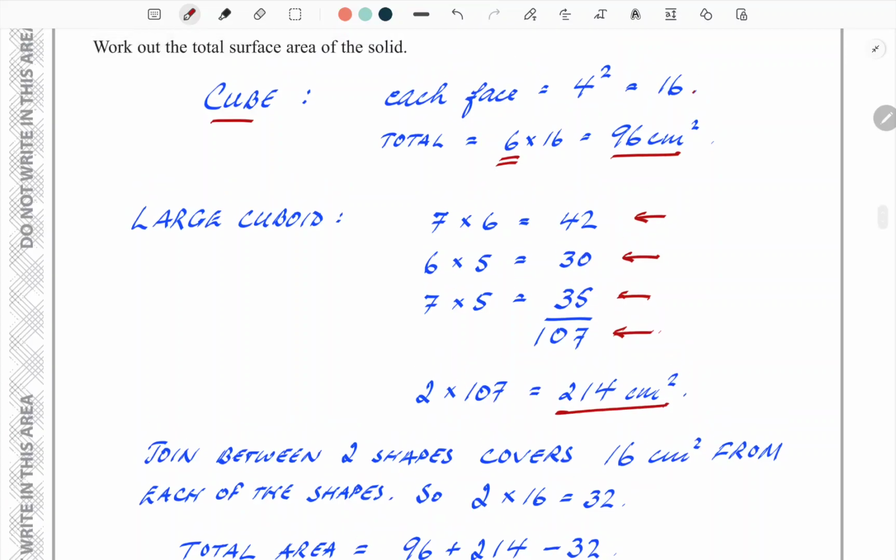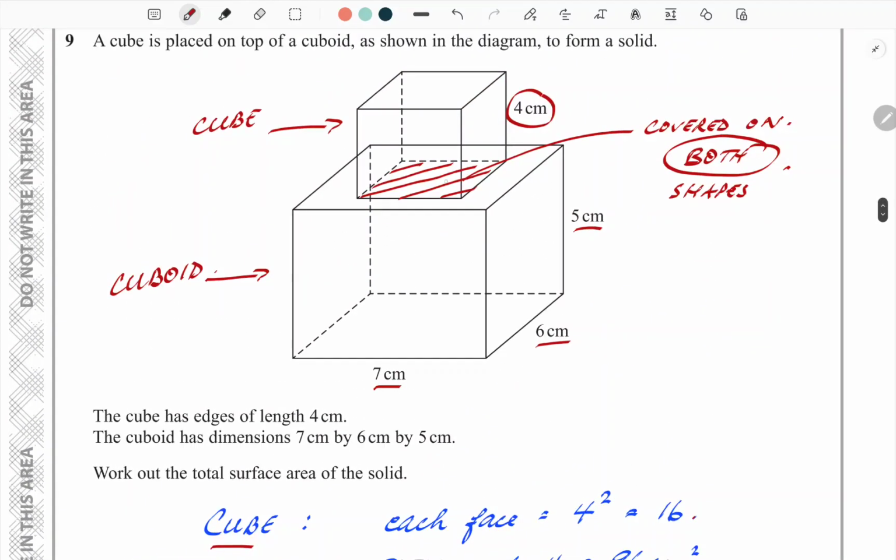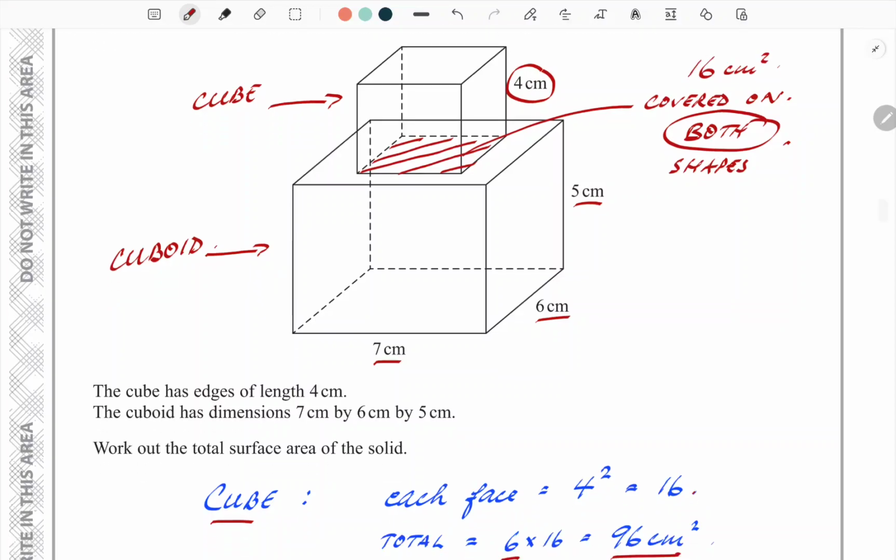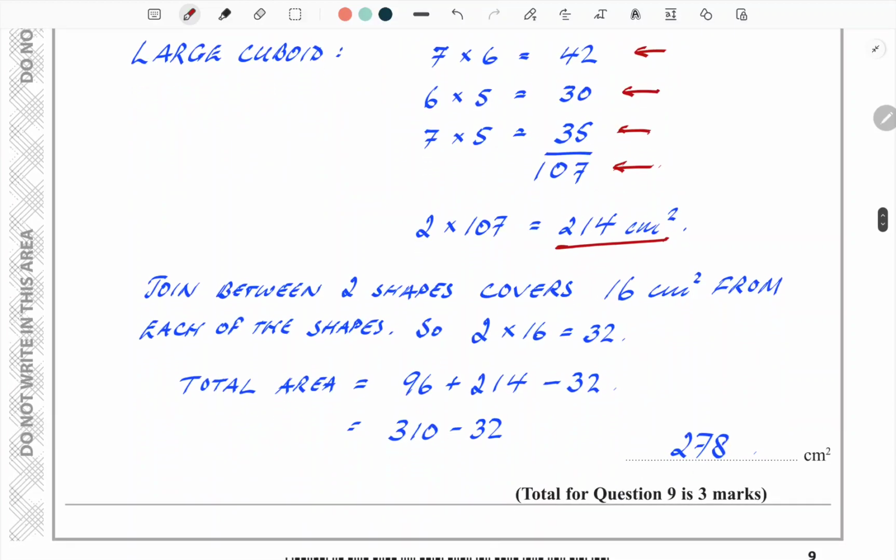Now remember what I said about that area that's covered by the cube. Effectively, that area is covered on both shapes. Right? That's removed from both shapes. And that area, remember, is 16 square centimeters. So I've put it in as if I were to answer this question myself. Join between 2 shapes covers 16 square centimeters from each of the shapes. So 2 times 16 equals 32.